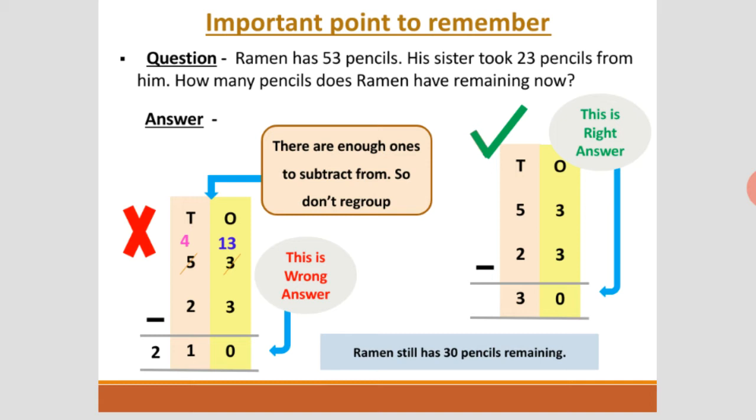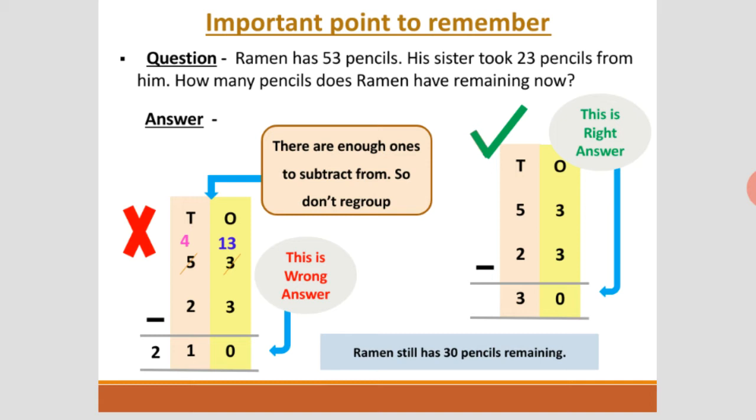Let us discuss the first example, the left side one. Here in the ones column, 3 minus 3, and in the tens column, 5 minus 2. Regroup 5 tens to 4 tens plus 10 ones. Now subtract 13 minus 3 is equal to 10, and 4 minus 2 is equal to 2. Here the answer is 210. So this answer is wrong. We should not do regroup here.